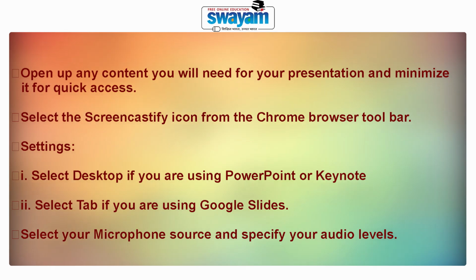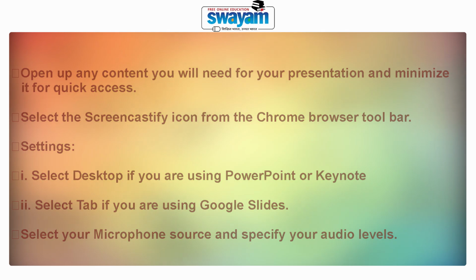Select your microphone sources and specify your audio levels. Select System Audio if you would like to include audio or music from your presentation. Select Embed Webcam if you would like a webcam recording to be embedded in the recording. If so, select Position. Show Preview window gives you a Screencastify live preview during recording.